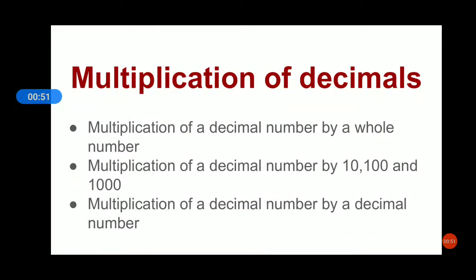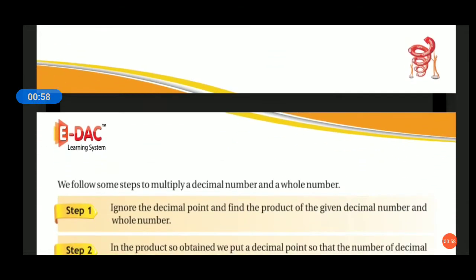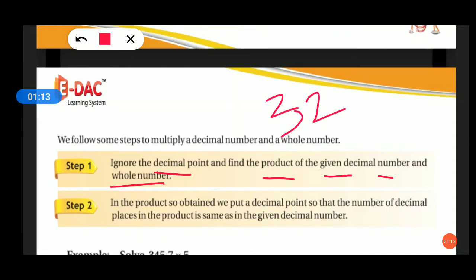Okay students, now first we will see multiplication of decimals. In multiplication of decimals, you need to follow two rules. See here, the first step is to ignore the decimal point. You need to ignore the decimal point and find the product of the given decimal number and whole number. Now if they are giving 32, that is a whole number, and then they are giving a decimal number, you just ignore the decimal point and multiply as a whole number.